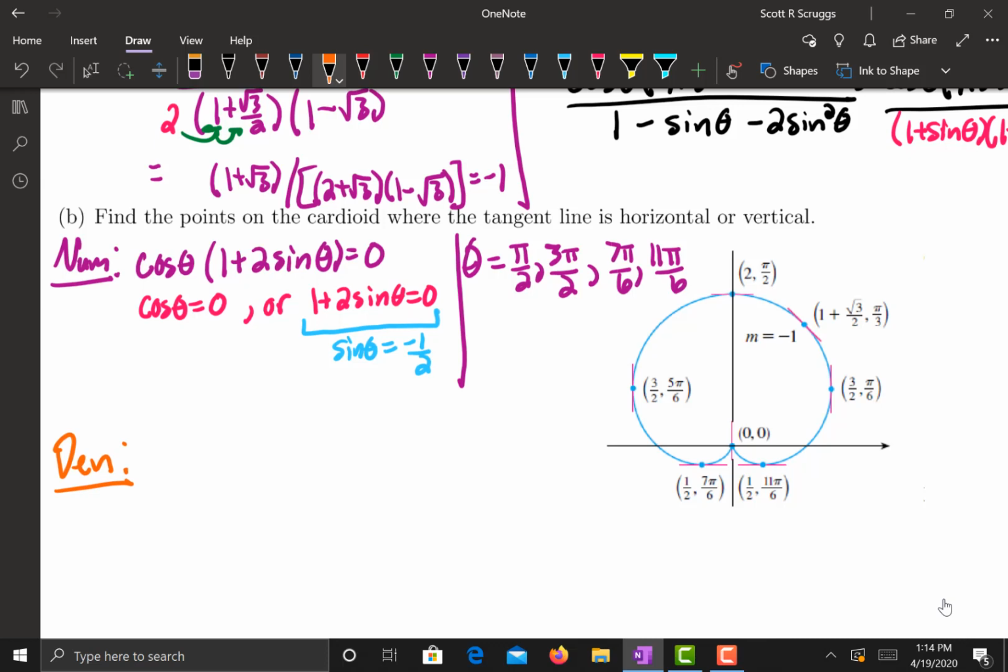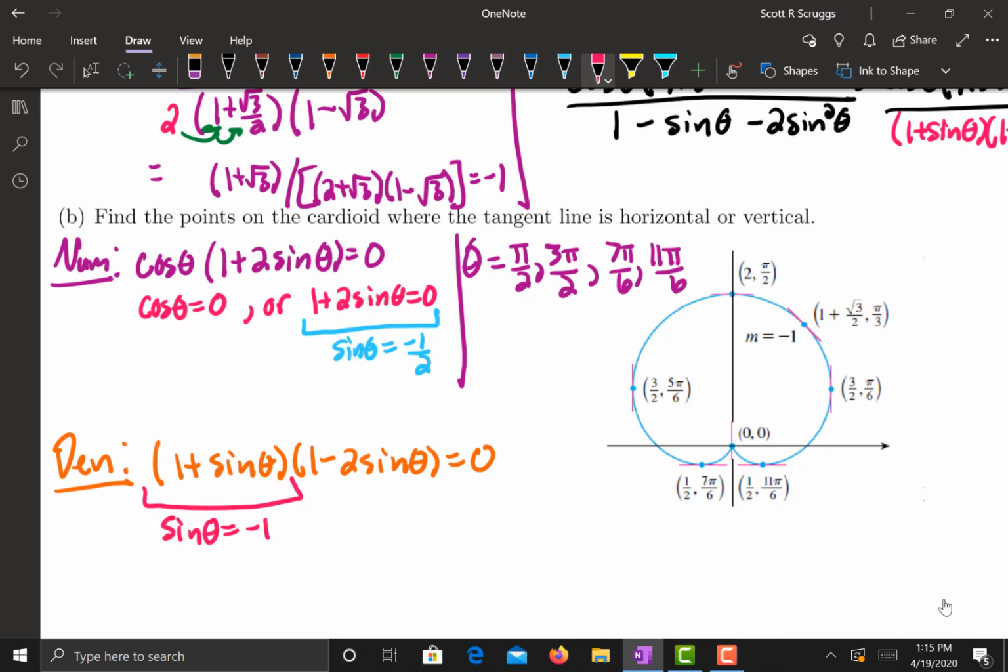So that's what makes my numerator equal 0. Now I'm going to repeat the same work for the denominator. Alright, so this is true if either 1 plus sine equals 0, but what makes 1 plus sine equal to 0 is when sine of theta equals -1. And then the 1 minus 2 sine, that occurs when sine of theta equals 1/2.